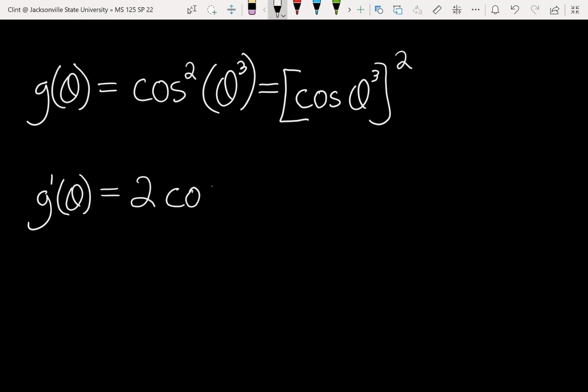Yeah, that's a good thought. So then we have 2 cosine theta cubed times negative sine of theta cubed times 3 theta. Would it not be squared? The 3 theta. Yeah, 3 theta squared. You're right. Thank you. I was like, why are y'all trying to square those trig functions? Yeah, that's right.